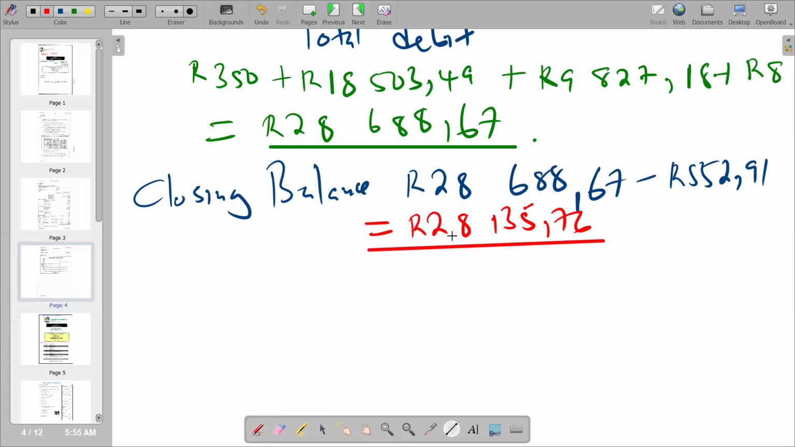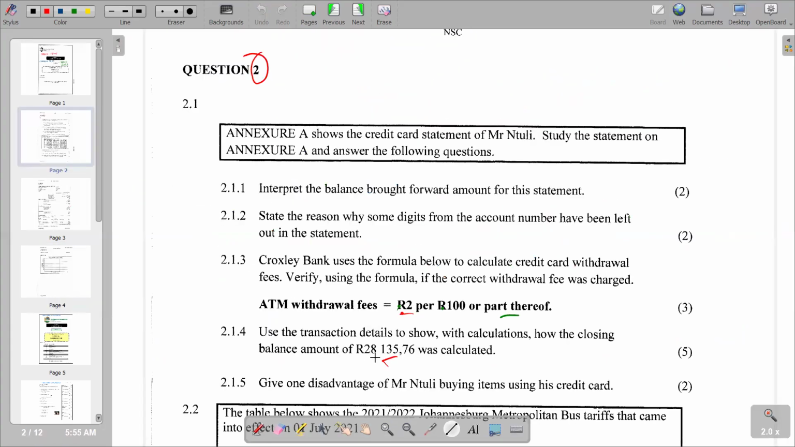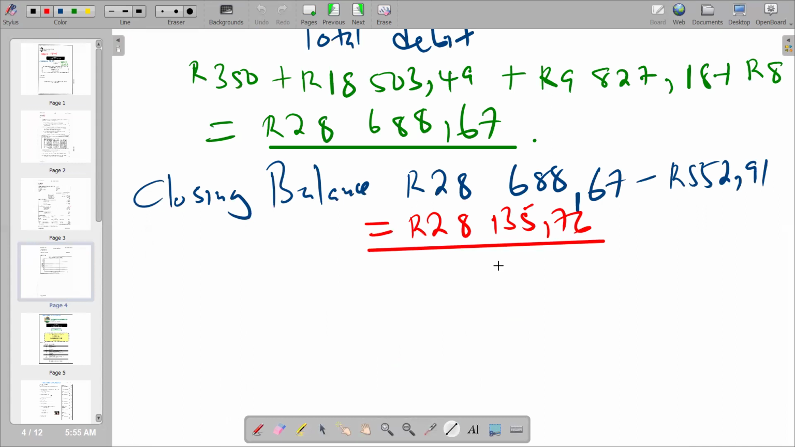So this is the same figure that we are proving. If you go back to the question, it's saying prove it's 28,135 rands 76 cents. This is exactly the amount that we have here. So it means that's what we have. So this is what we have according to this video.